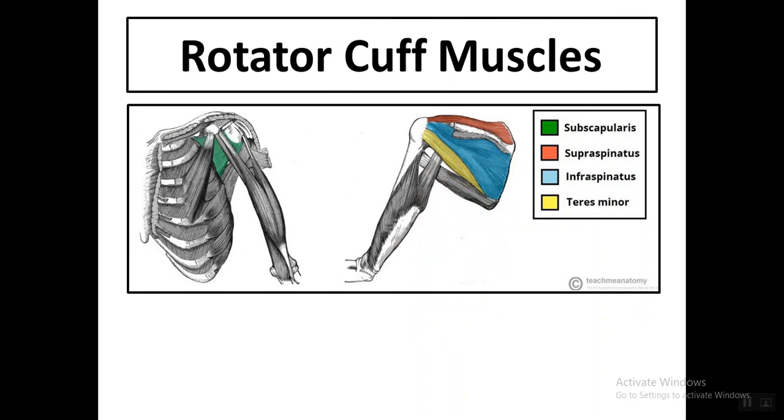Another group of muscles is called the rotator cuff muscles. The ones we listed are the rotator cuff muscles. It is called rotator because it performs rotatory movement around the shoulder joint, and cuff because it covers and protects the shoulder joint, so it is called the rotator cuff muscle.